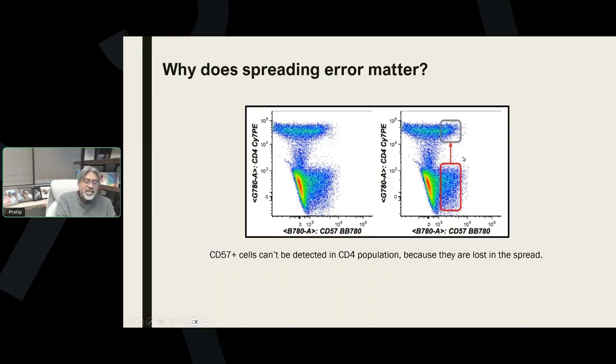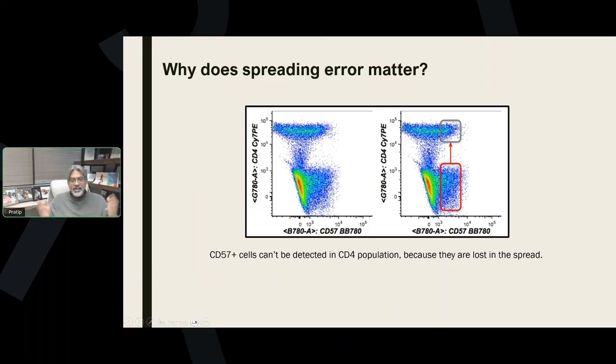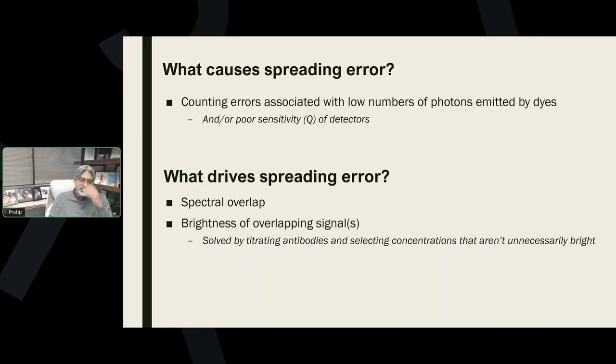And so you can see that the CD57 positive cells and the CD4 negative population can be resolved relatively clearly and easily. But if you try to examine what you think are CD57 positive cells in the CD4 population, you see that they're swamped out by this spreading error, by the background. So you can't tell which cells are really CD57 positive versus which cells are just caused by spreading error of the CD4 signal. The population is lost in the spread.